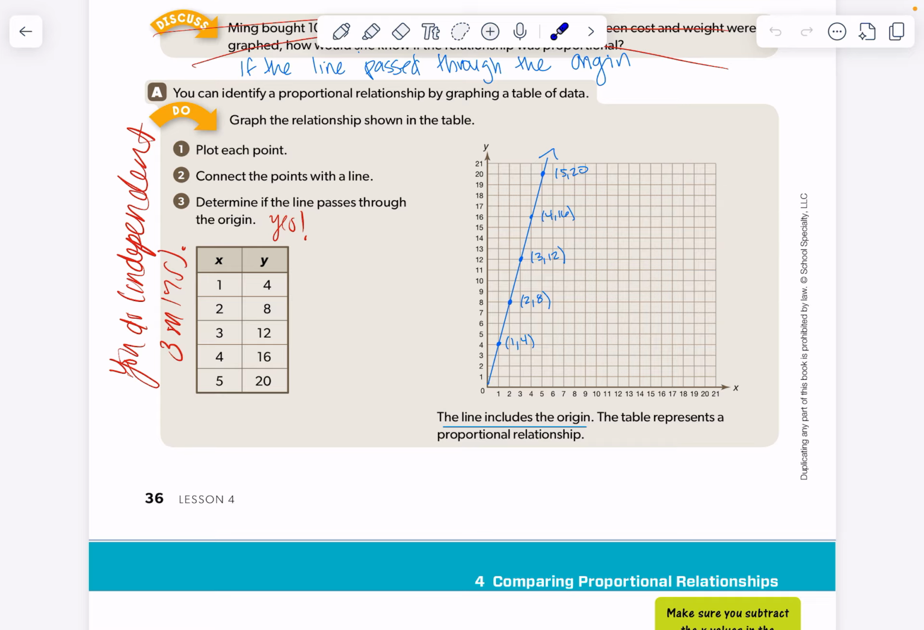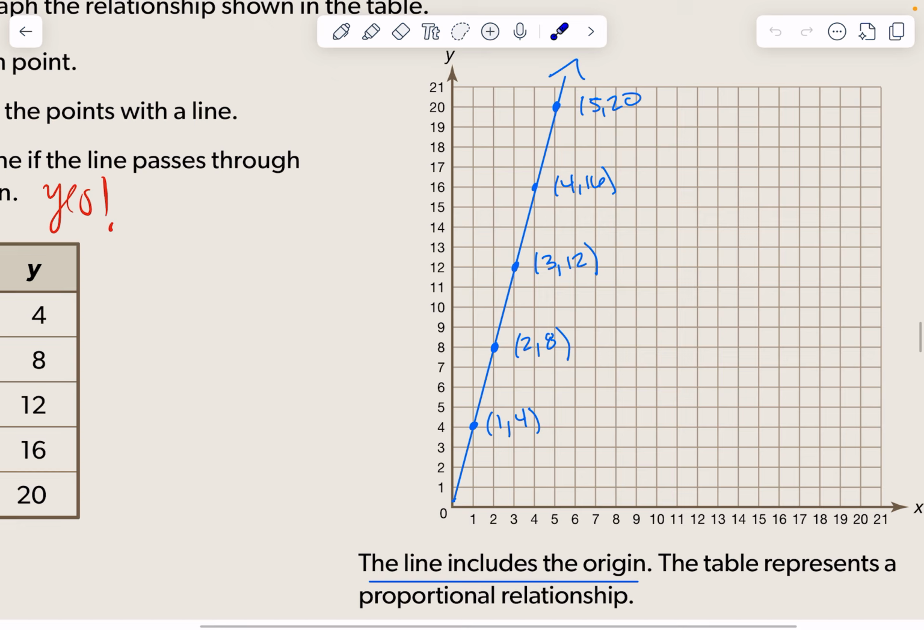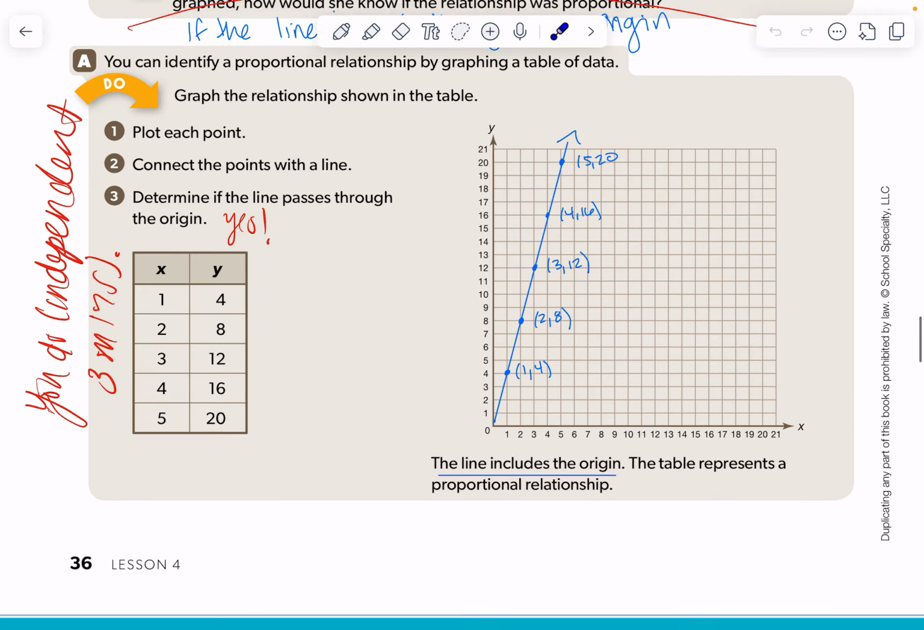It does. There are two criteria that determine that a graph is proportional. The first criteria is that the line must pass through the origin. This graph does. The line meets at 0, 0. Okay? The second criteria is that the line must be a straight line. So this is a straight line that passes through the origin, so it is a proportional relationship.